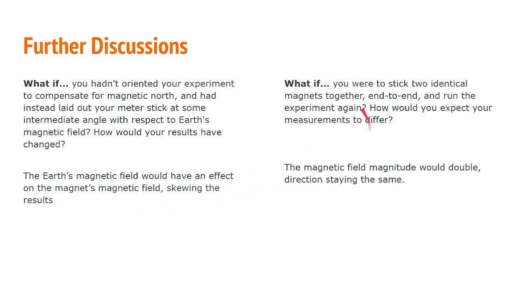If you were to stick two identical magnets together end to end and run the experiment again, how would you expect your measurements to differ? Since you're just sticking two together, you're just doubling the magnetic field. However, it's not going to change the direction. So the magnetic field's magnitude will double, but the direction will stay the same.